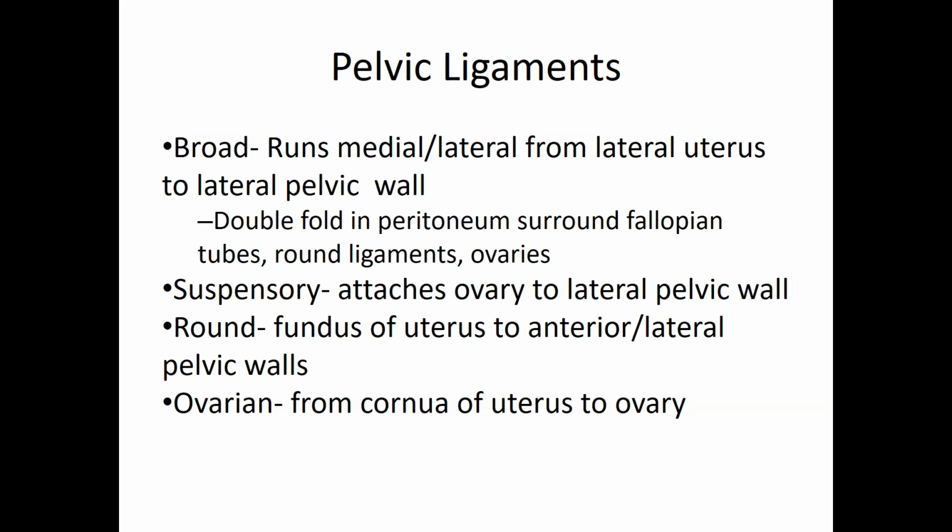But anyway, so the round ligament, and then we have the ovarian. The ovarian is from the cornua, so where the fallopian tubes attach to the uterus, and then they go to the ovary itself. But as a general rule, we just call this the broad ligament.